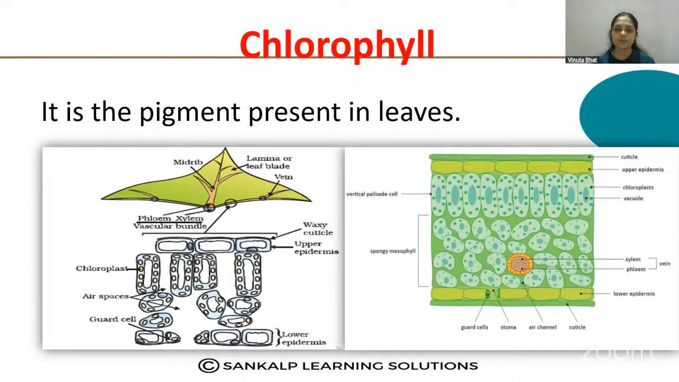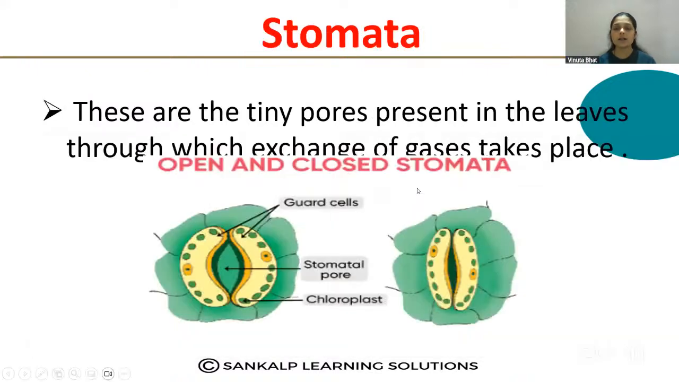Then the very important structure which is helpful in the photosynthesis process is the stomata. Okay, so this diagram is very important. This diagram they will ask you. So draw the neat labelled diagram of open stomata and closed stomata. Okay, so this is the open stomata and this is the closed stomata.